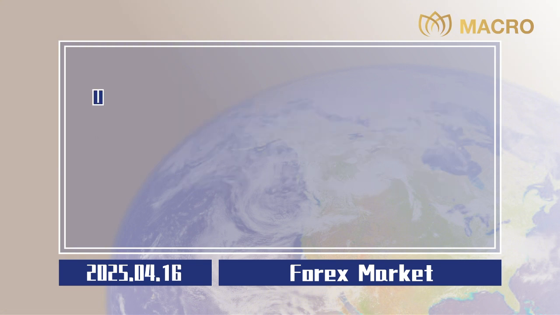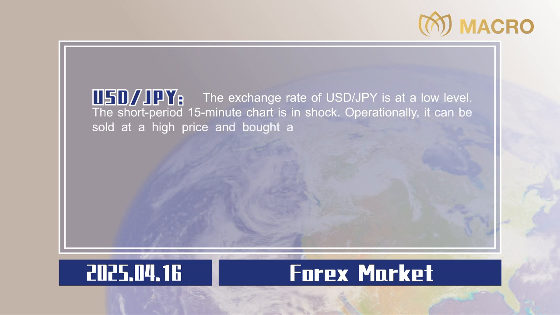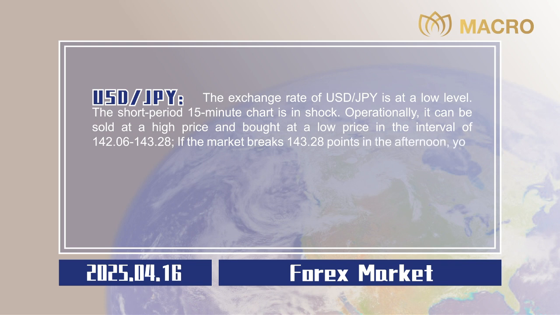US dollar to Japanese yen. The exchange rate of US dollar to Japanese yen is at a low level. The short period 15-minute chart is in shock. Operationally, it can be sold at a high price and bought at a low price in the interval of 142.06 to 143.28. If the market breaks 143.28 points in the afternoon, you can intervene in multiple orders, and the upper target can be seen at 144.00 to 144.40.